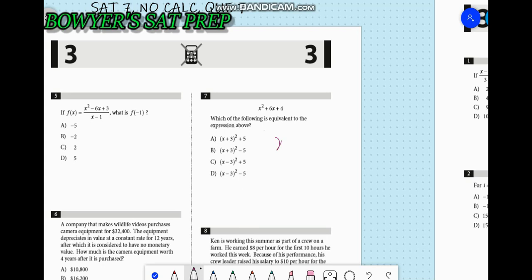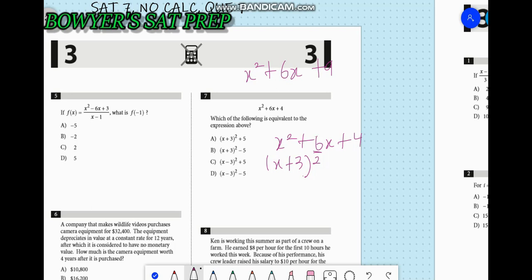So we have x squared plus 6x plus 4. Alright, so for the vertex form, we split this, so we have x plus 3 all squared, right? Now this x plus 3 all squared will give us x squared plus 6x plus 9, right? So it's just plus 9.